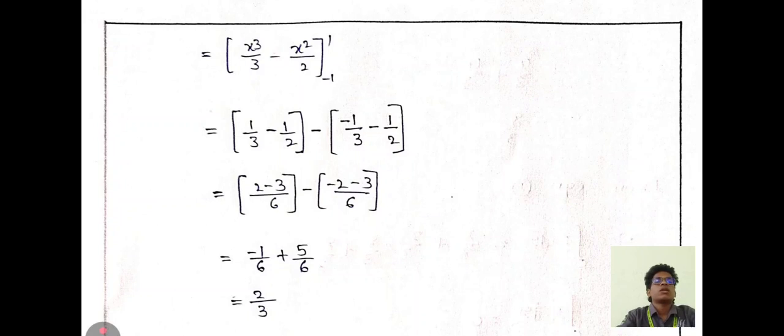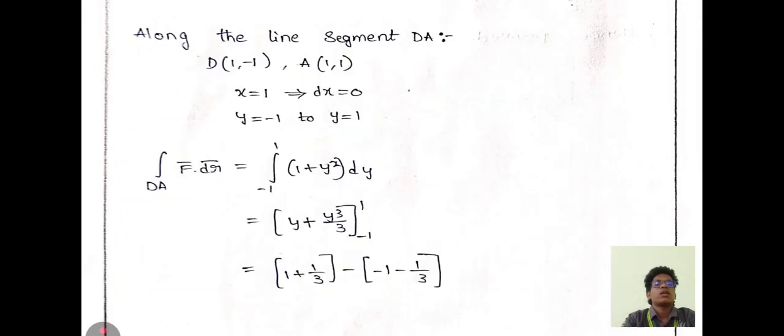(1/3 - 1/2) - (-1/3 - 1/2), which is (2 - 3)/6 - (-2 - 3)/6, so -1/6 + 5/6. We can cancel the values and the solution is 2/3.